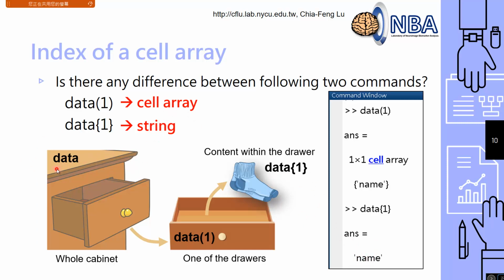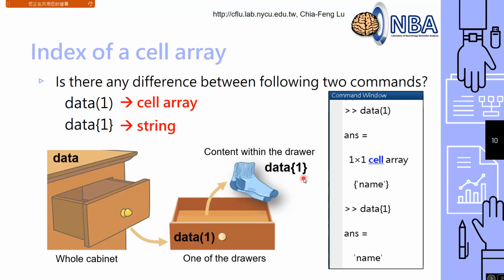A huge cell array is more like a cabinet with several different drawers. If you use parentheses, it just gives you one of the drawers. So it is still a cell array. If you want to get the content, you should use the curly brackets. Okay, so please do the exercise right now and try to figure out what the difference is.